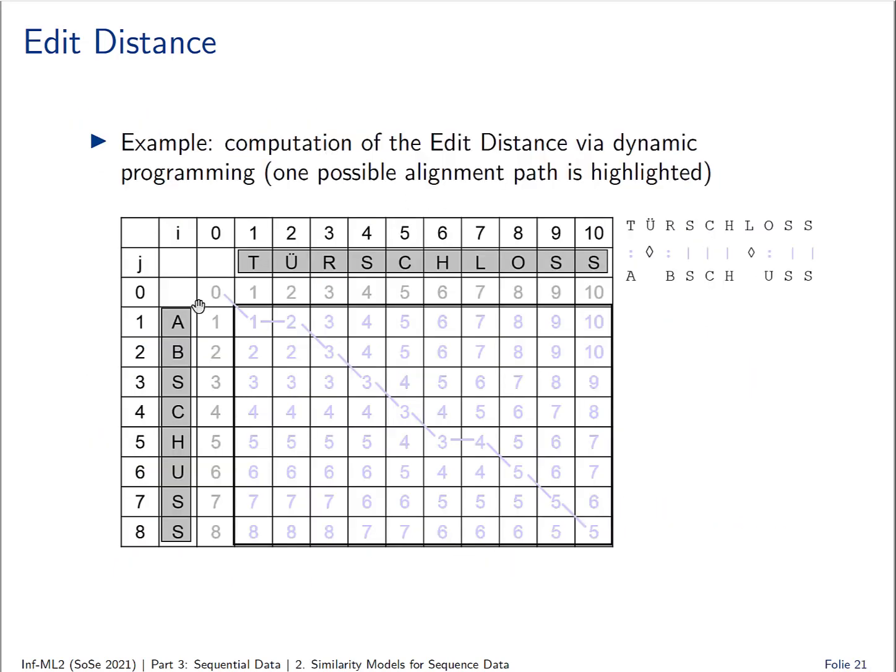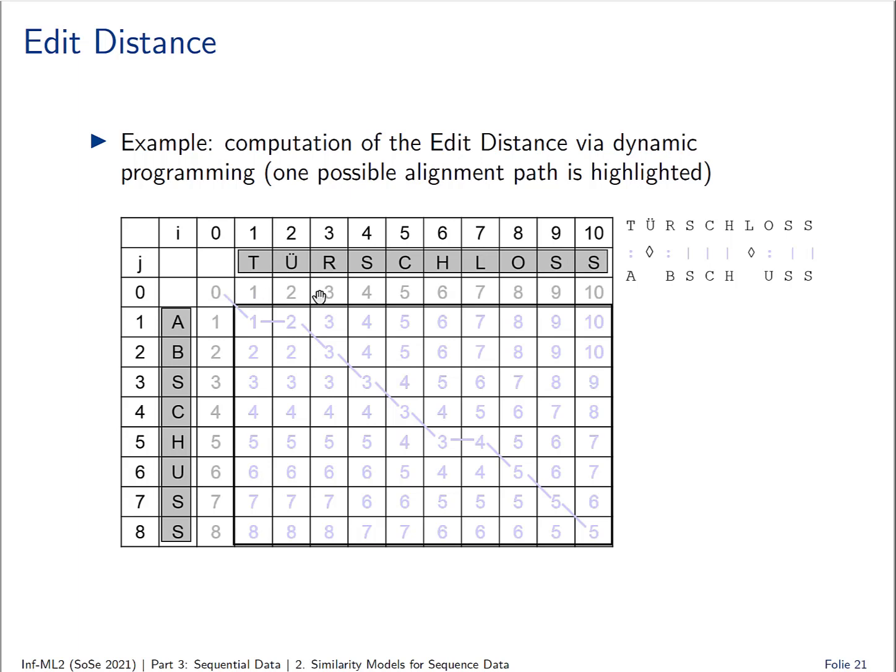So here's another example with the Türschloss and Abschluss that we had before, and you see again here. So we start with the empty sequences, so to say. In the upper left corner we have the 0, and then for example, we fill in the first row and the first column, as we said before. If we go in this direction, we would insert T, Ü, R, and stuff like that. Sorry, delete T from this sequence.